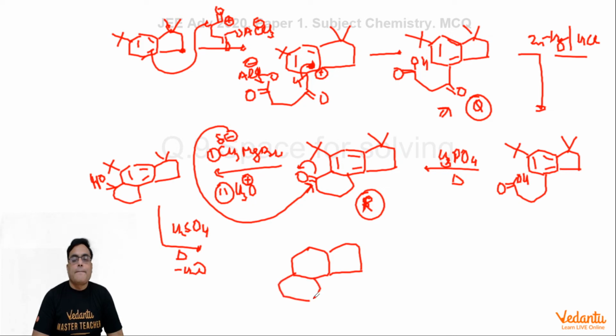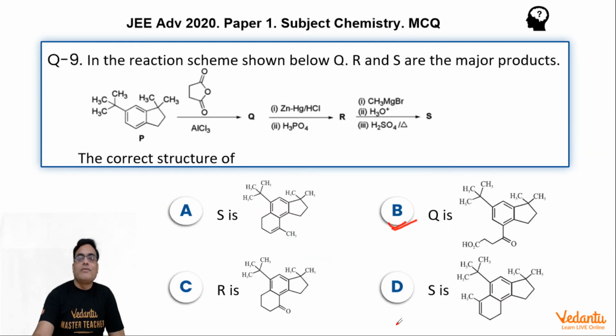So at the last, this product which is supposed to be S is this one. You see, this is a methyl along with a double bond which is formed here. This was the tertiary butyl substituent, and there are 2 methyl substituents, right? This is supposed to be S. Let us check. They have given 2 structures for S, A and D, out of which D is the correct answer. So our answer for this question is B and D.